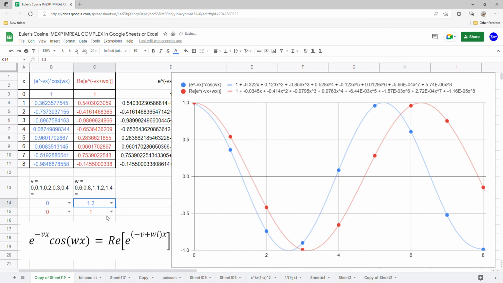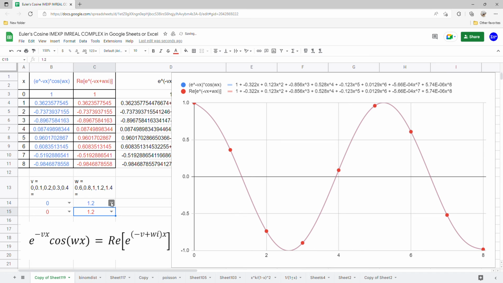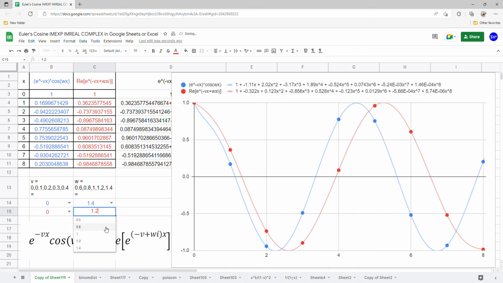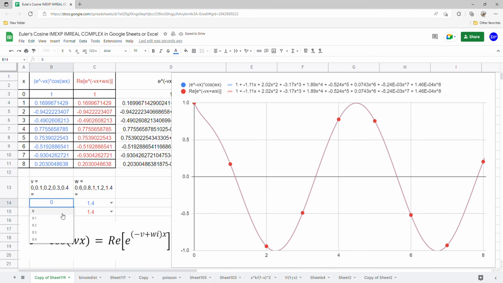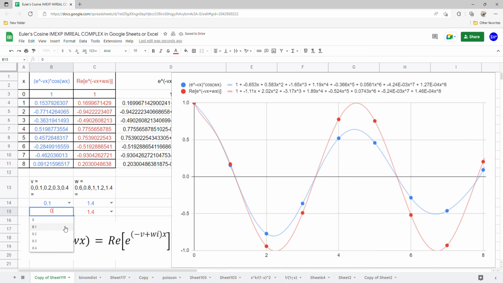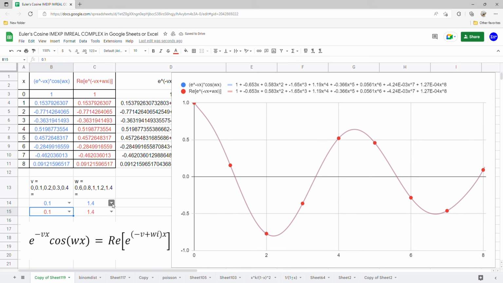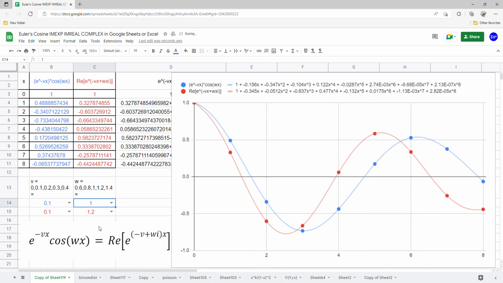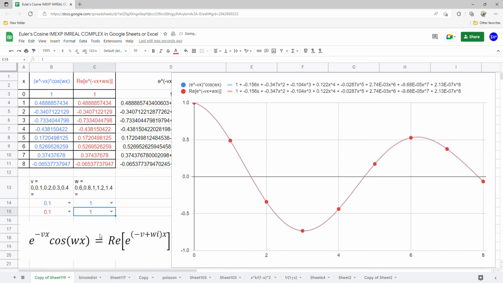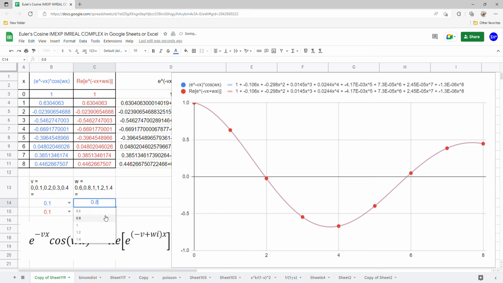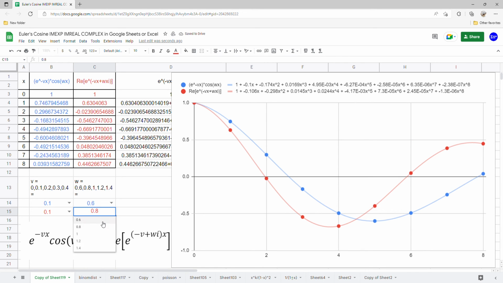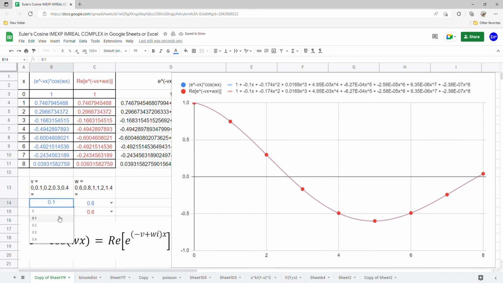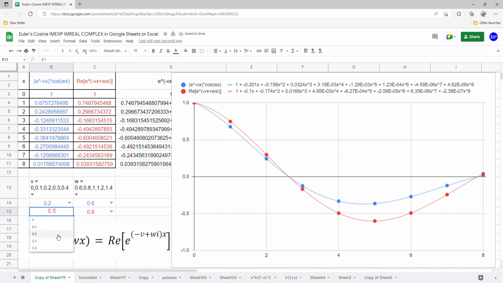Change this to 1.2. Then this is 1.2. And 1.4. This is also 1.4. So we change this to 0.1. We also change this to 0.1. Suppose we reduce the function here to 1.2. So we also catch up to 1.2. Change it to 1, catches up to 1. Change this to 0.8, we also change this to 0.8. Change it to 0.6 W, and this is also 0.6. Change this to 0.2, and we change this also to 0.2.